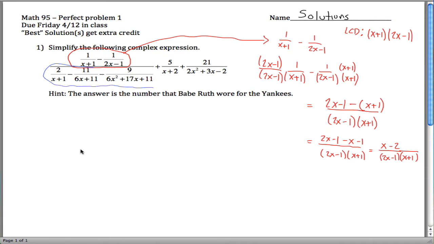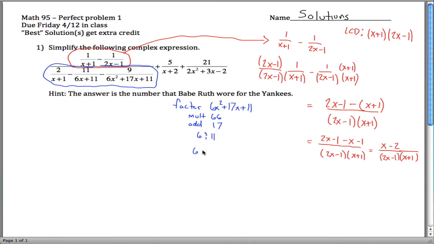Let's try to simplify. To simplify that, we'll have to figure out what the least common denominator is, and to do that, we'll have to factor 6x squared plus 17x plus 11. So maybe we'll do that first. To do this, we need to find two numbers that multiply to 66, 6 times 11, and add to 17. Those two numbers are 6 and 11. 6 times 11 is 66, and 6 plus 11 is 17.